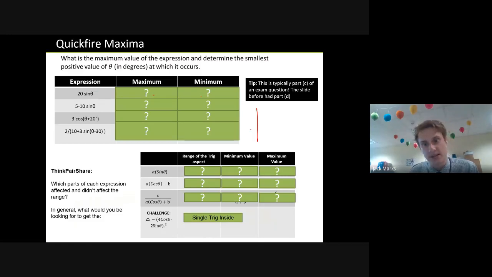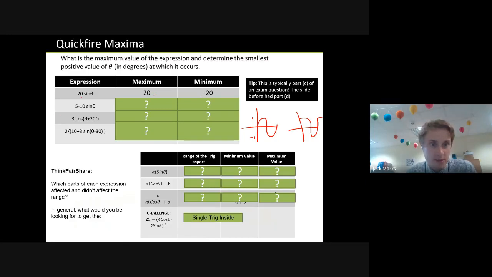And my advice is going to be to think about sine graphs and to think about cos graphs. So sine normally goes between what? 1 and -1. So what's 20 sine theta going to go between? Well, it's 20 and -20, isn't it?